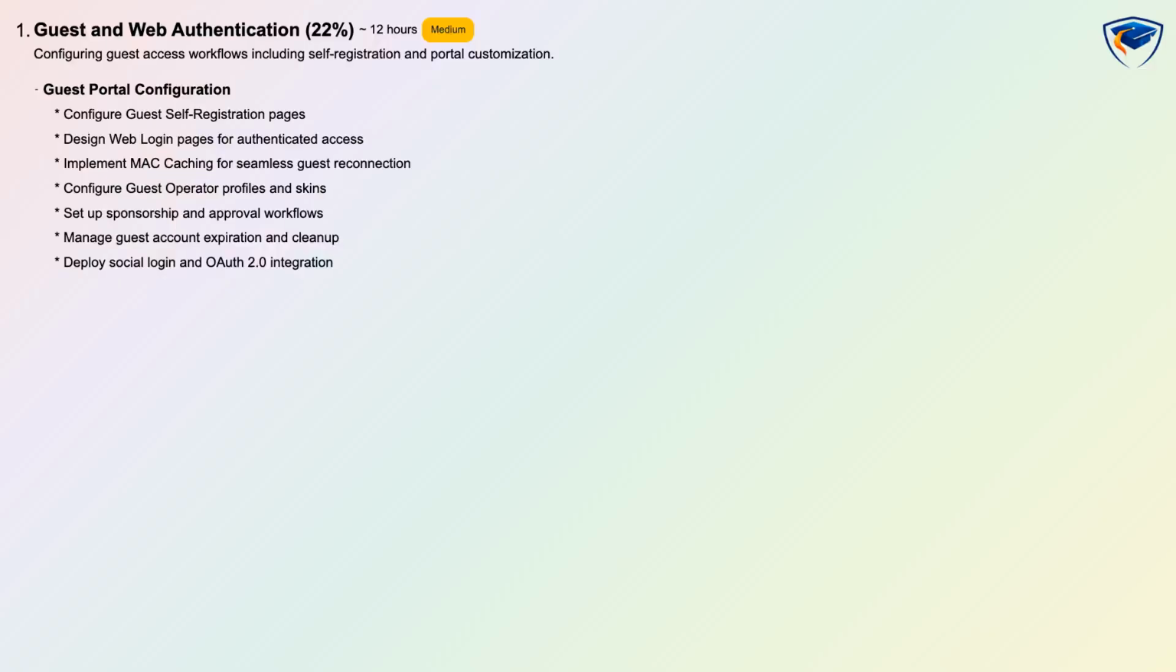Guest and web authentication carries 22% of the exam and focuses on configuring guest access workflows including self-registration and portal customization. You will learn to design guest self-registration pages, build web login flows for authenticated access, and implement MAC caching for seamless reconnection. The syllabus also covers guest operator profiles and skins, sponsorship and approval workflows, account expiration and cleanup, plus social login and OAuth 2.0 integration. This domain is medium difficulty, estimated at 12 hours of study, and assessed with scenario-based questions.